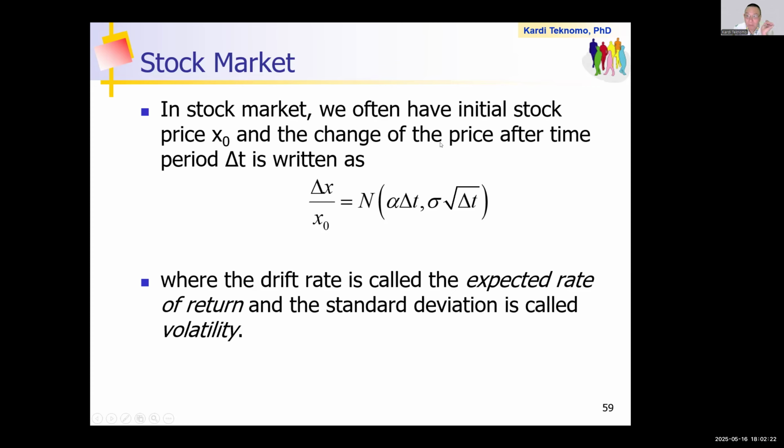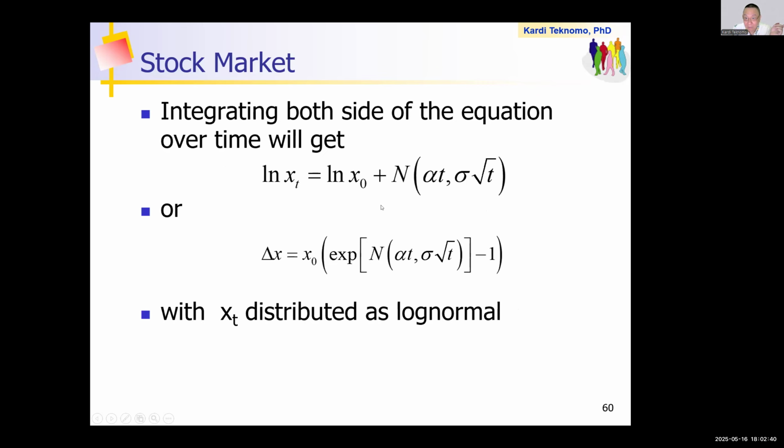So we know the initial value, and then the change over time. Then this is actually the drift that you have, and this is the standard deviation or volatility. Now, based on this, you can integrate, and then you can get the addition. And you see that the distribution is actually log normal.